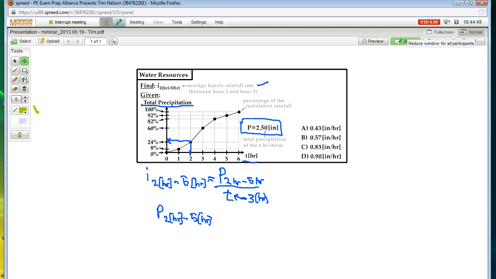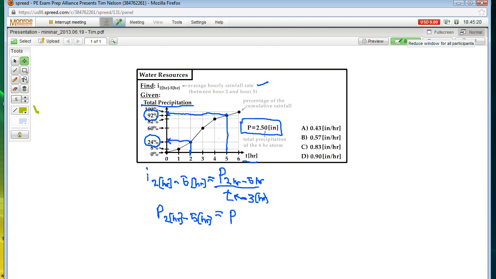And we can do the same with our 5-hour time period. We'll start at the 5-hour mark, go up, sketch over, and then hit the vertical axis here at 92%. So after 5 hours of the storm, 92% of the total rainfall has fallen. And that's important because we'll use that in this equation when we calculate the total precipitation for our 3-hour range that we're interested in.